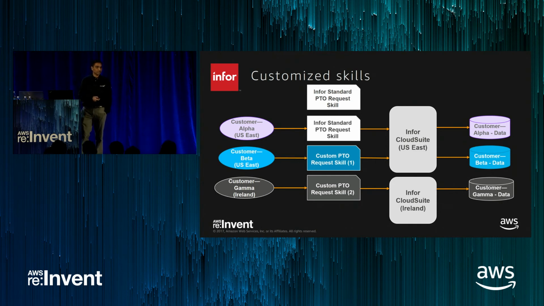This you don't see in a solution like Alexa, where, for example, a movie ticket booking skill is standard and everybody uses the same skill. There may be variations based on the region, but overall, most of the consumers in the US would use the same skill. In our case, it's slightly different.